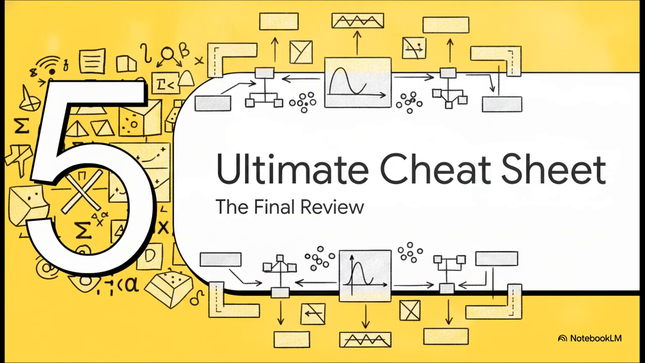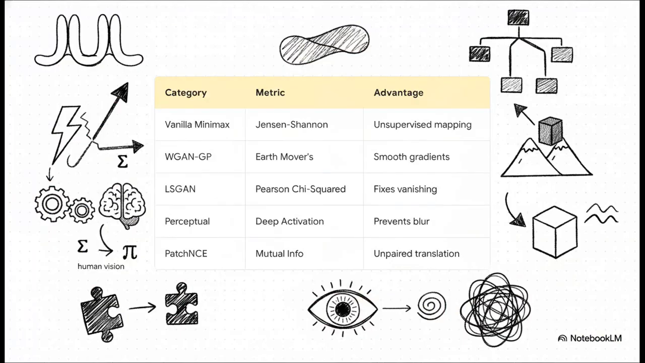Section 5. The Ultimate Exam Cheat Sheet. Okay, get ready to screenshot this. Let's break it down one last time so it really sticks. Starting with the classic, vanilla Minimax gives you unsupervised mapping via Jensen-Shannon. But remember, you risk that dreaded mode collapse. To fix that, you step up to WGAN-GP, which brings in incredibly robust smooth gradients by optimizing the Earth mover's distance. Alternatively, LSGAN fixes those vanishing gradients using simple Pearson chi-squared L2 math.